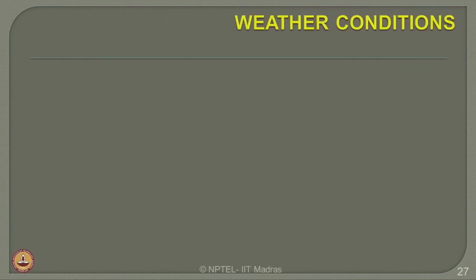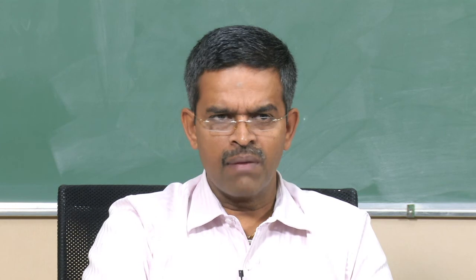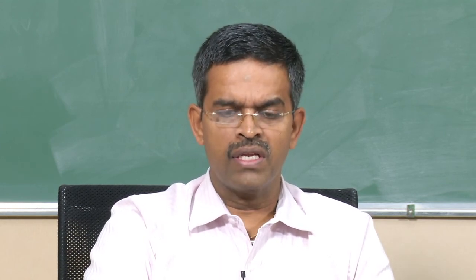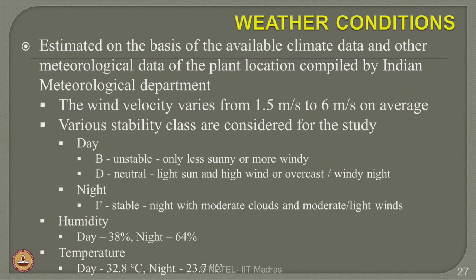Once the process conditions and parameters are evaluated for the given segment of the PFD, then we also consider the weather conditions for the analysis. In the present study, the weather conditions are estimated on the basis of available climate data and other meteorological data of the plant location compiled by IMD. The wind velocity varies from 1.5 meter per second to 6 meter per second on average. Various stability classes are then considered for the study.